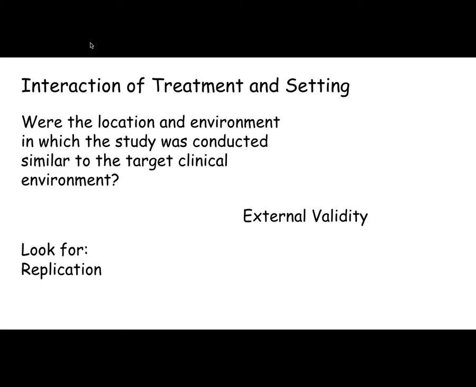A concern for external validity is the interaction of the treatment and the setting. So it may be that for a particular kind of intervention, the location, the environment, the person who was delivering it might be a critical part of its success. And that's a concern for external validity, right? So yes, these people in this environment were able to get positive results. Will it work for other people and other environments? And there, you're really looking for replication. Can other people repeat this? Have other people repeated these results?